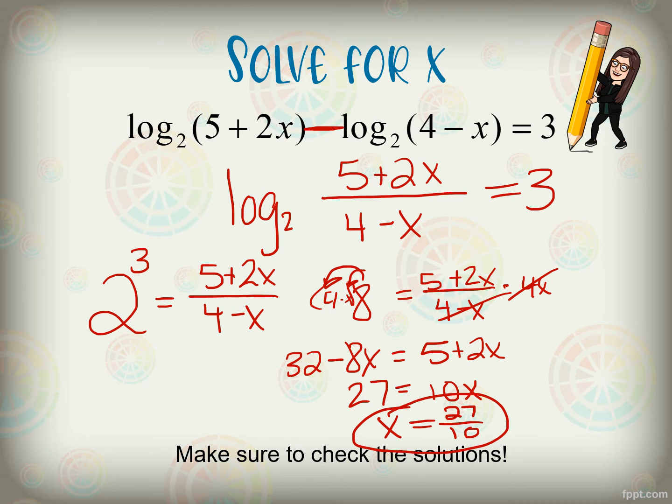Now we do want to check our answer and make sure it's allowed, meaning I can't take the log of a negative number. Well, let's see. 27 divided by 10 would be about 2.7, right? Will 4 minus 2.7 get me a negative or a 0? Nope. Well, 5 plus 2 times 2.7, that would be good. It'd be a bigger number. Now, if I wanted to check completely, then use all the functions of your calculator, but I know it's a possible answer.